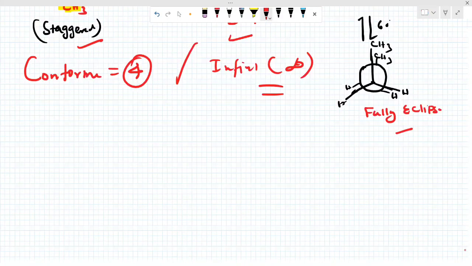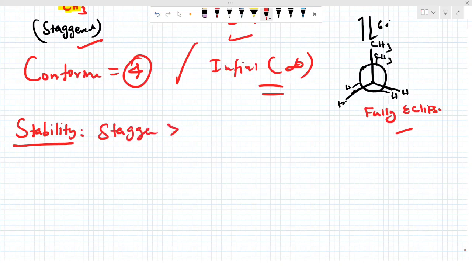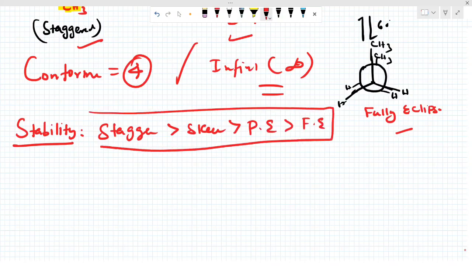What is the stability order? Please note. The staggered form is most stable, then the skew form, then partially eclipsed, and finally fully eclipsed. This is the actual order. This is very important.